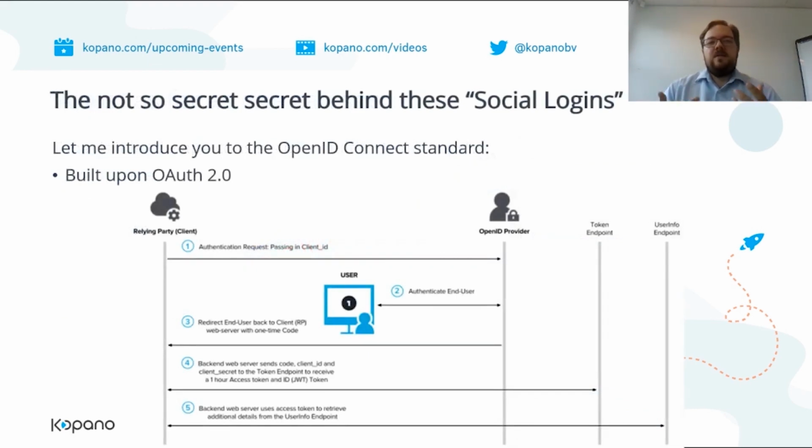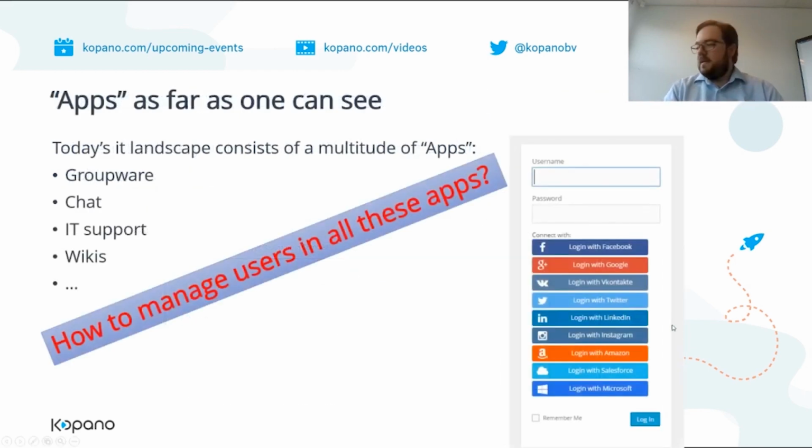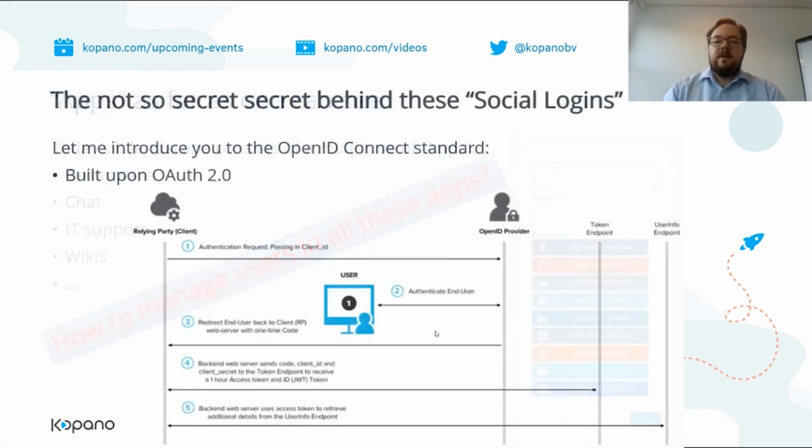And the idea, and that's the nice thing about these so-called social logins, is that they are all based on one common standard. So there is this OpenID Connect standard that is used in basically all these external providers that are linked here, like Facebook, Google, Twitter. OpenID Connect as a standard is even something that originally came from these big corporations. It's built upon OAuth 2.0, and the first version of OAuth was actually developed together by Twitter and Google.